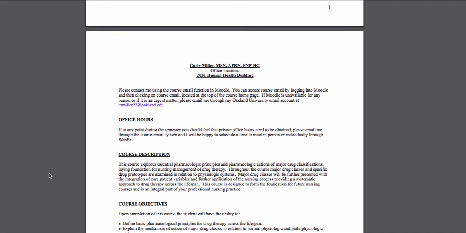So the major drug classes will be presented with the integration of core patient variables, meaning geriatrics, pediatrics, during pregnancy. And then we also look at application of the nursing process. I know a lot of you have not been introduced to it, but you will be. The nursing process is what guides nursing practice, essentially. And it's a systematic approach to drug therapy across the lifespan.